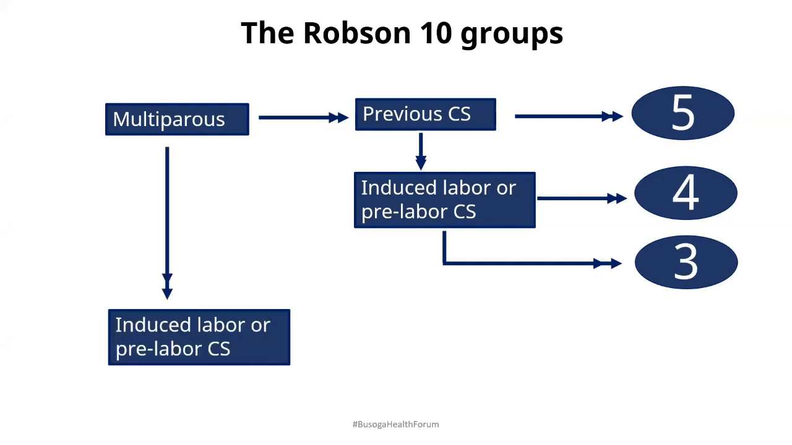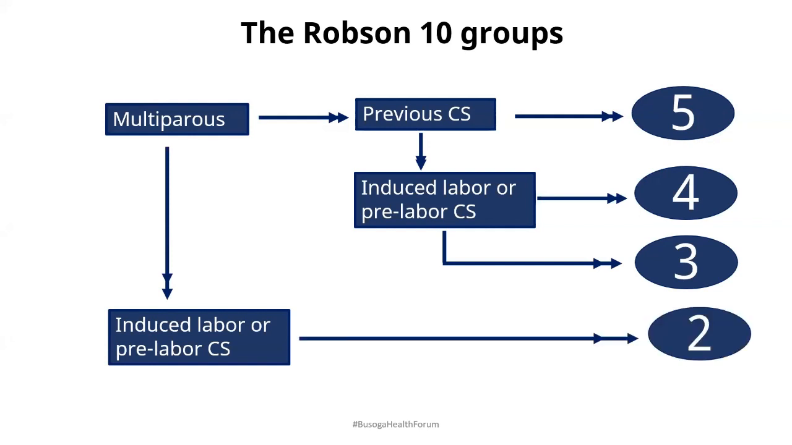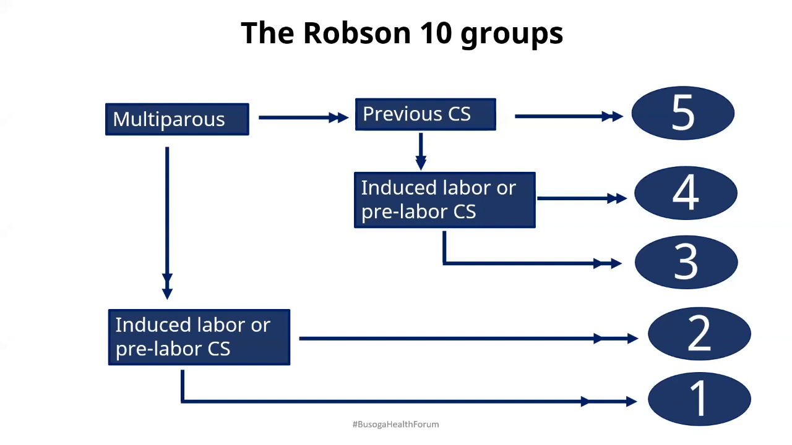So if this mother is not a multiparous, she's a nulliparous, then the question is, was she induced or did she have a pre-labor cesarean delivery? If yes, that's group 2. And if she had spontaneous labor, she belongs to group 1. So those are the 10 Robson classification groups into which these mothers can be classified.